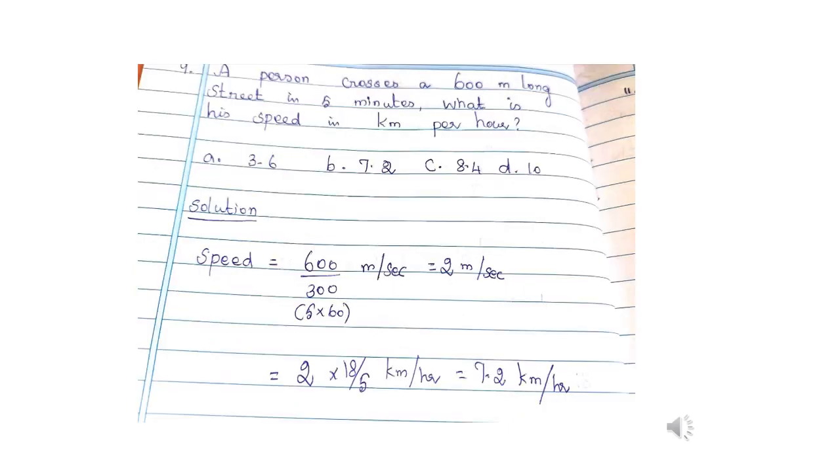Ninth problem: a person crosses a 600 meter long street in 5 minutes. What is his speed in kilometers per hour? The speed formula is distance by time. So the distance is 600, and the time, that means 5 minutes, is 300 seconds.